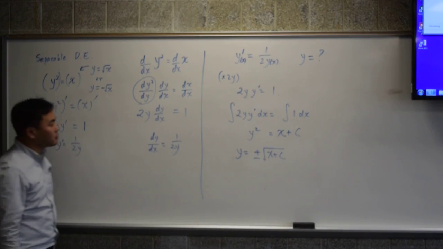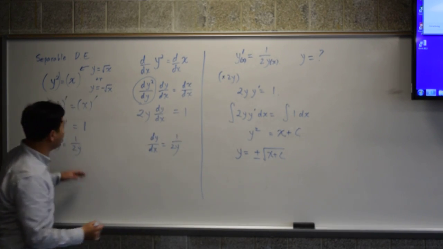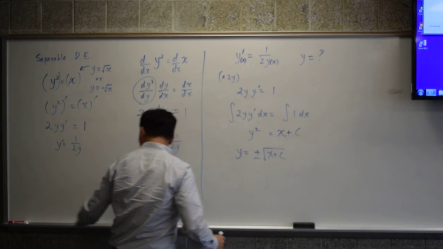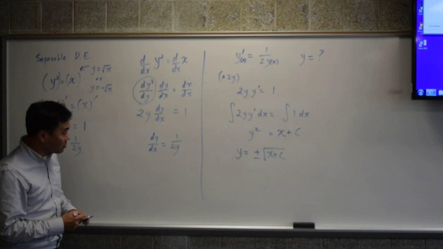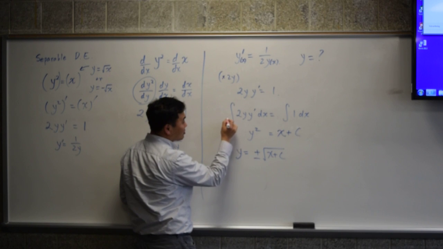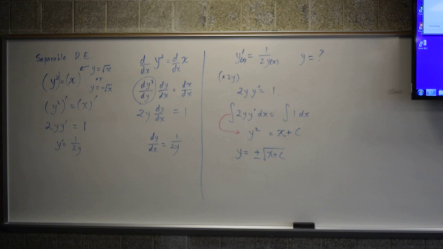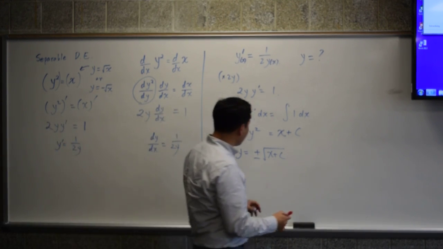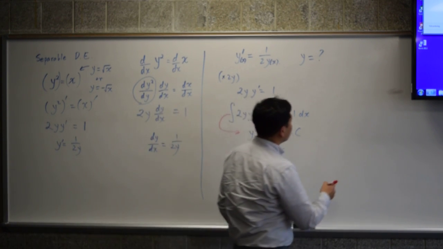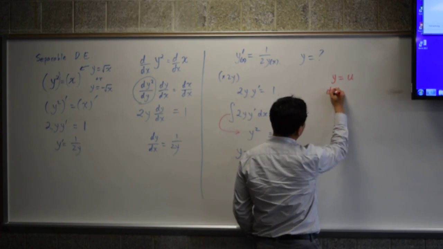But actually, if I didn't tell you what's going on here, there's a part where a lot of you will be lost. The part that you're going to have trouble understanding is, how did this integral become y squared? So let's think about that a little bit. Well, it's basically a u substitution, right? Because if you set y equal to u, then what is dy?